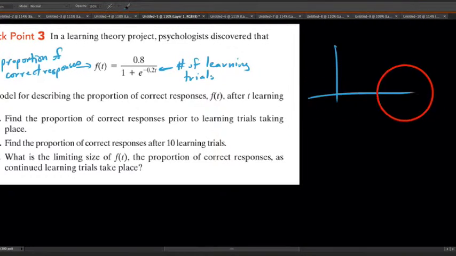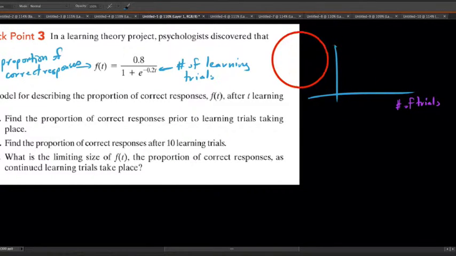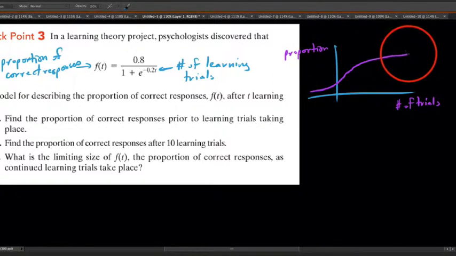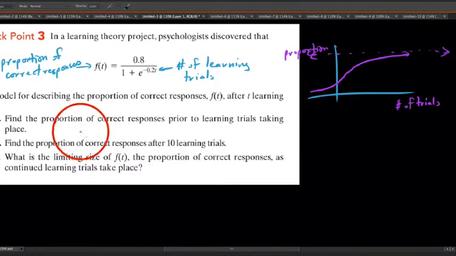If our number of trials continues to get bigger and bigger, one might surmise that the proportion of correct values, if it's at least shaped like a logistic curve, is going to look something like this. There's going to be some limit at which, no matter how many learning trials you have, you're not going to get better than some score. That's the proportion of number correctly answered.